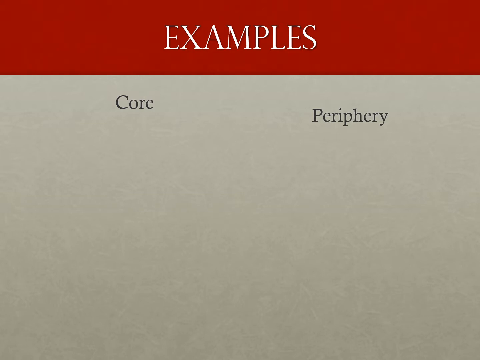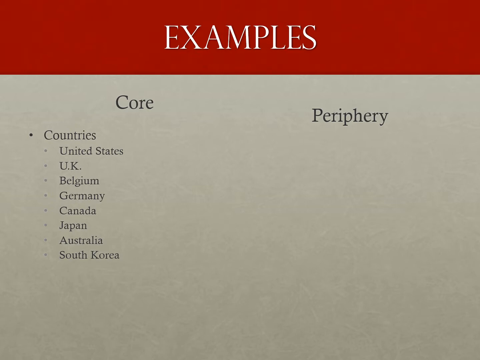So let's take a look at some examples. From the country standpoint, we've got countries like the United States, the United Kingdom, Belgium, Germany, Canada, Japan, Australia, South Korea. And from the regional standpoint, we could label whole regions like Anglo-America and Western Europe. Anglo-America just being the United States and Canada. Now, what I would encourage you to do with this is add some additional examples to each of these lists.